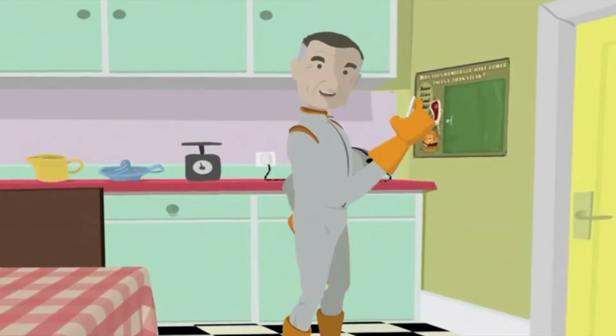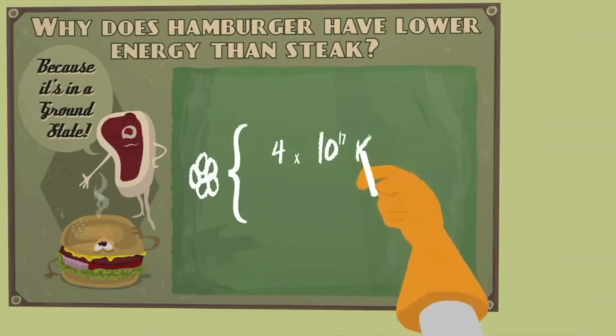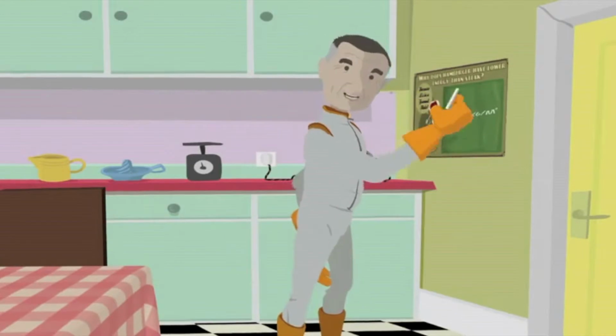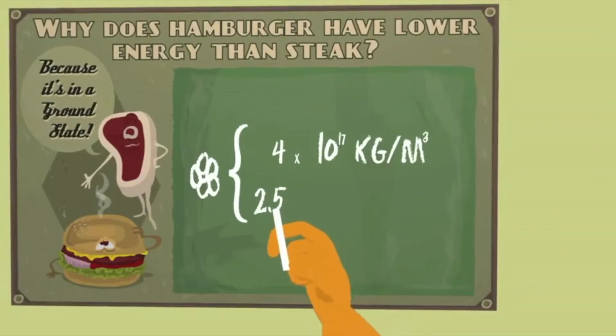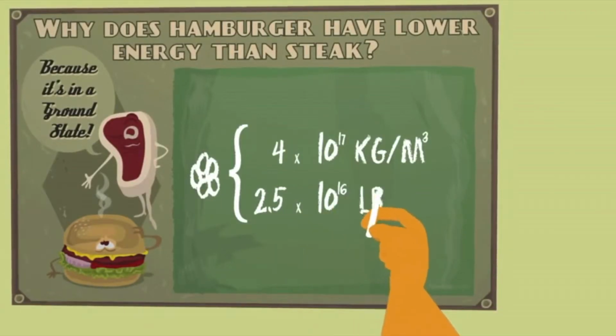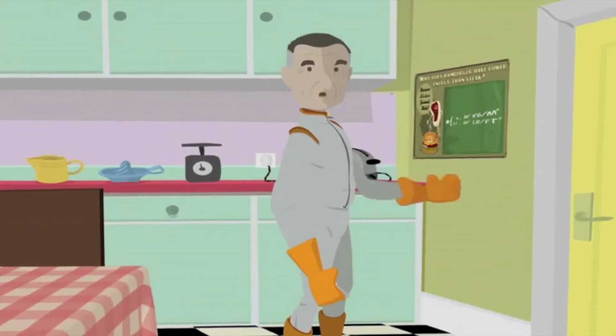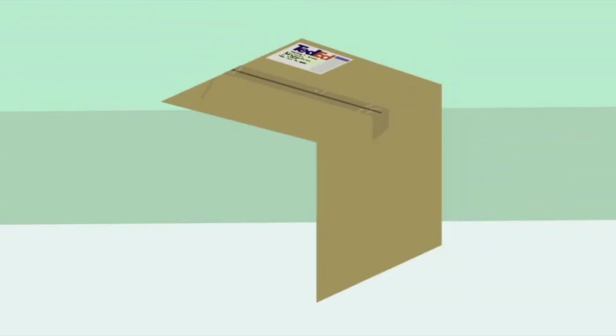The density of a typical nucleus is 4 times 10 to the 17th kilogram per meter cubed. But that's hard to visualize. Okay, I'll put it in English units: 2.5 times 10 to the 16th pounds per cubic foot. Okay, that's still kind of hard to figure. Here's what I want you to do. Make a box that is 1 foot by 1 foot by 1 foot.